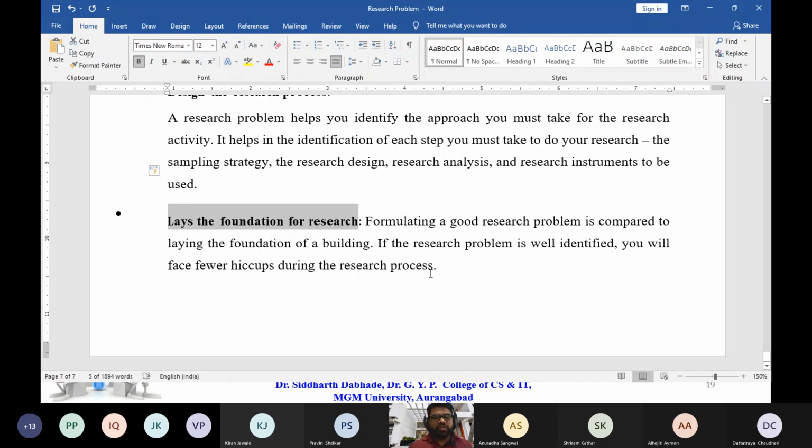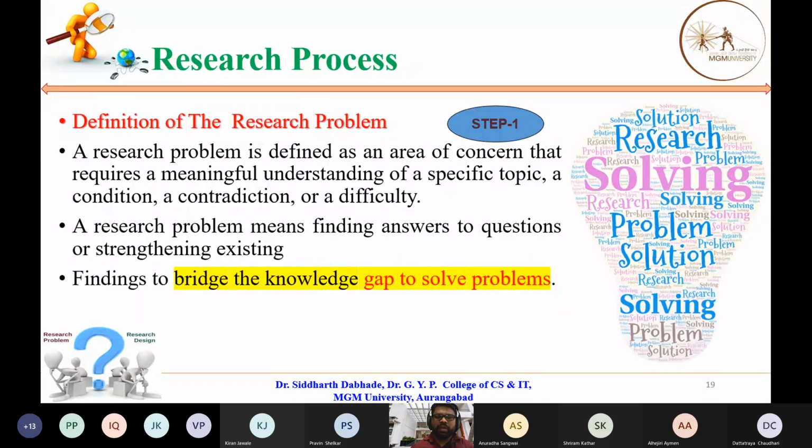Formulating a good research problem is compared to laying the foundation of your building. If the research problem is well identified, you will face fewer hiccups during the research process. So these are the points that come under defining your research problem. The main thing is that whenever you are trying to decide your research problem, it should fill the gap between the existing problem and your knowledge, right?